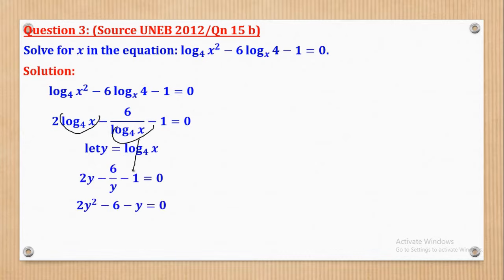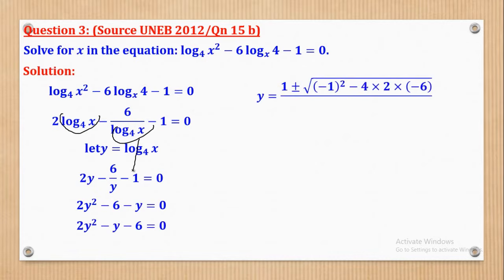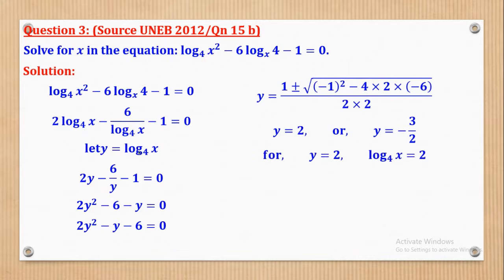Then multiply through by y and get a quadratic in y. Then use either bulldozer method or factorization method to get the values of y. So y is equal to 2 or y is equal to negative 3 over 2. But you already know that y is equal to log base 4 of x. So for y equal to 2, log base 4 of x is equal to 2, implying that 4 to power 2 is equal to x. And 4 to power 2 is equal to 16. Therefore x is equal to 16.